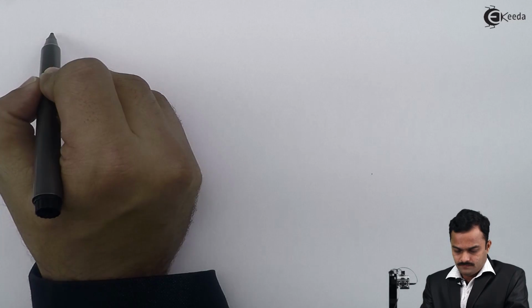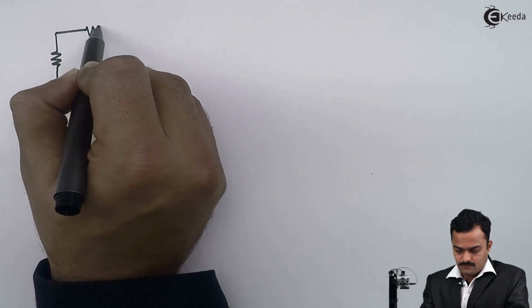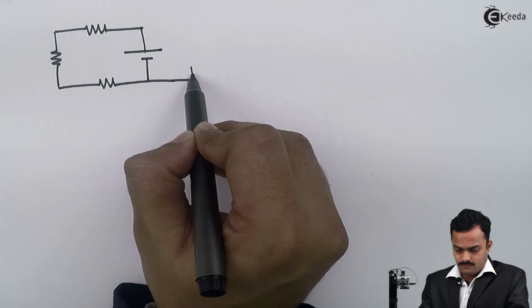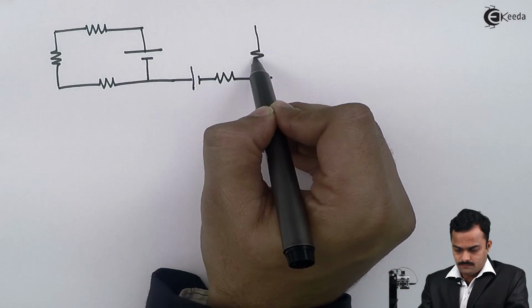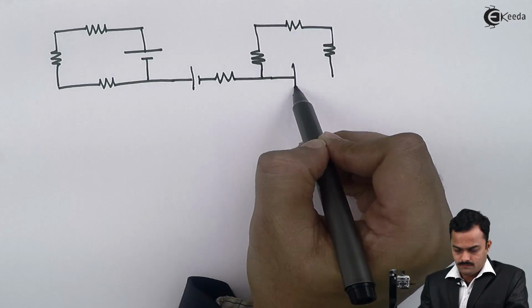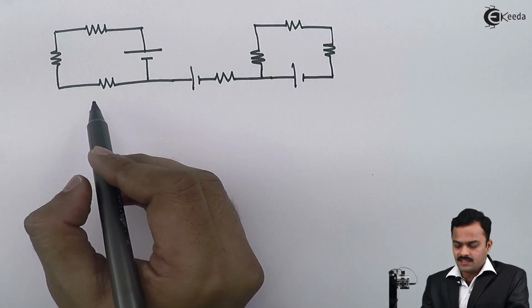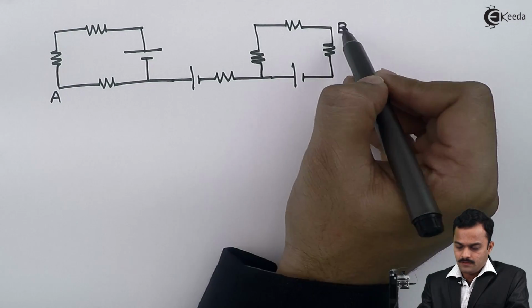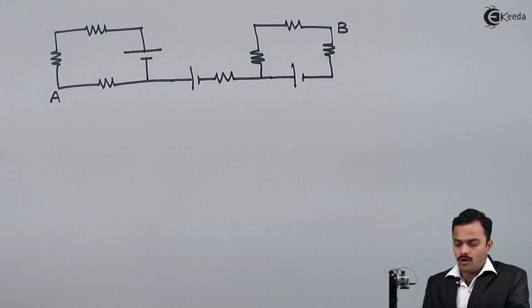Hi friends, in this video we are going to see how to apply KVL to a simple circuit. So let's take a circuit. And in this circuit I am considering these 2 points A and B. Let's give value to all the elements.